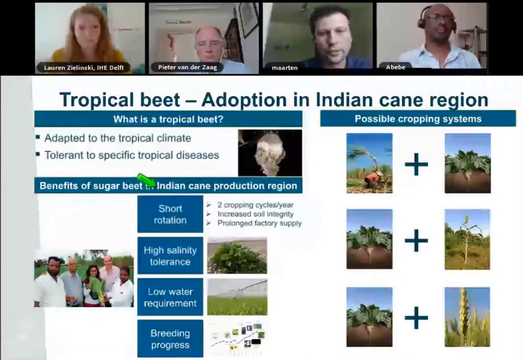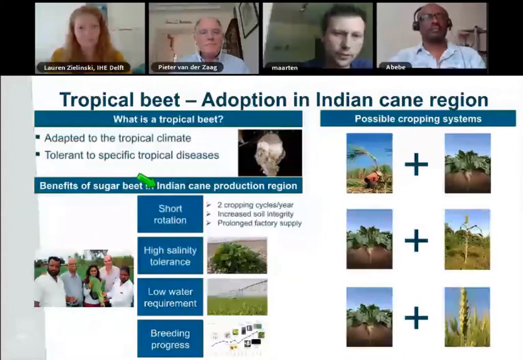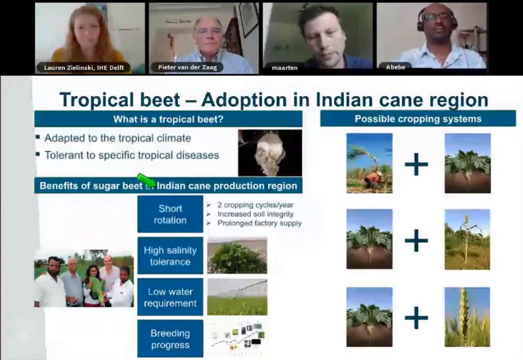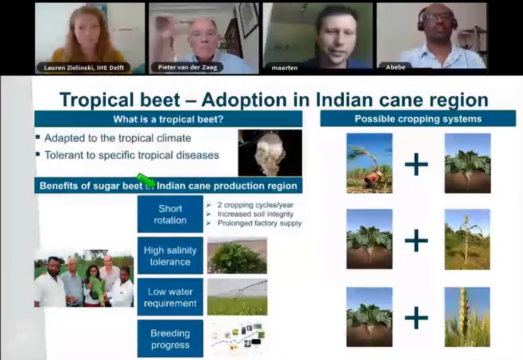And then finally, the possible cropping systems that have been explored and implemented in India and in the regions where sugar beet has been introduced. The most adopted system is one where, between the renewal of a cane plantation, they fit in a sugar beet cultivation. So have a little rotation with sugar beets. Another possibility is that you combine sugar beet with another sugar crop, sweet sorghum, for instance. And the interesting thing about that is then you can combine 2 sugar crops within 1 year.